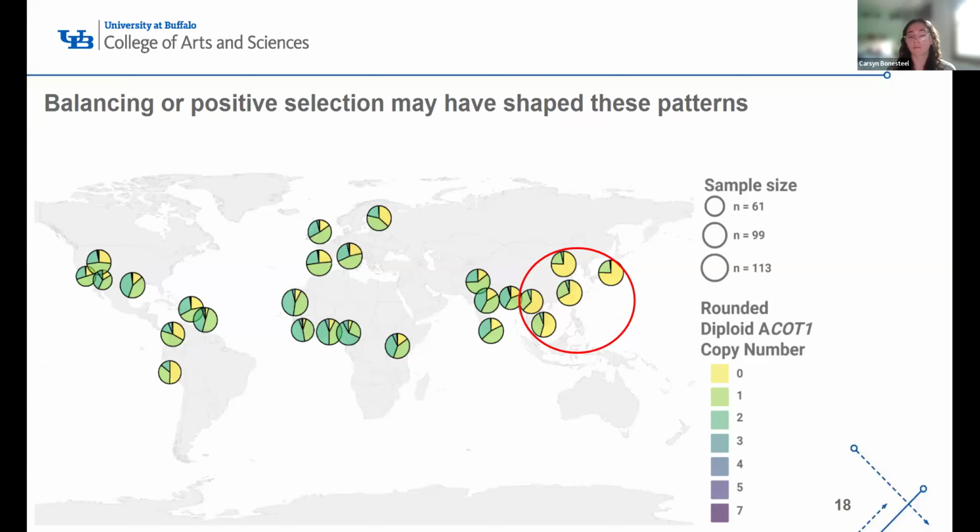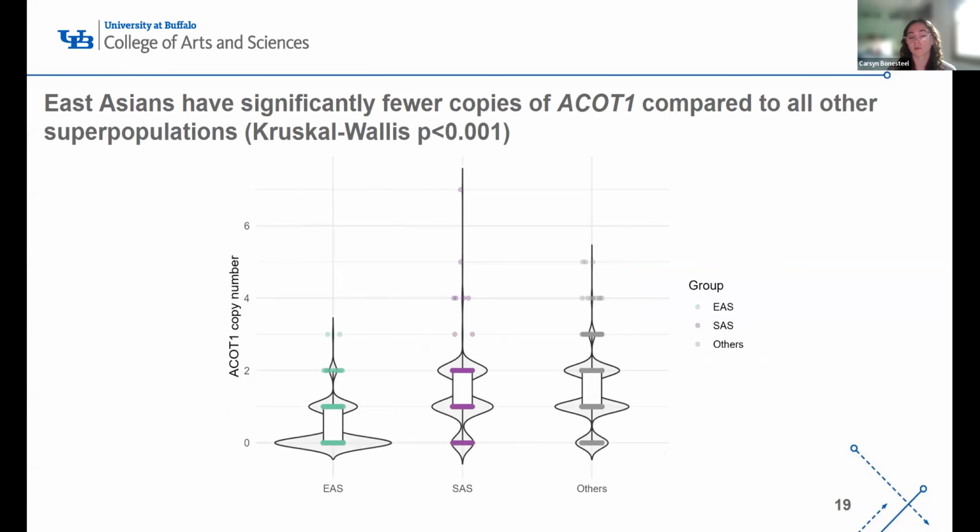And we're really wondering if there is some evolutionary force resulting in these patterns, such as balancing or positive selection. And then when we look at this more quantitatively, we see that East Asians depicted in green have a much lower copies of ACOT1 than any of the other superpopulations around the globe, including its closest neighbors, the South Asian population.